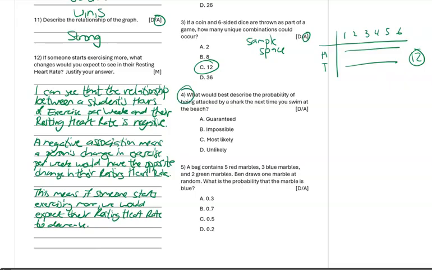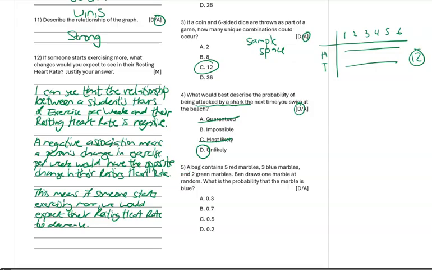Moving on to question 4, what would best describe the probability of being attacked by a shark the next time you go for a swim at the beach? So it's not guaranteed to happen. That's definitely not the case. It's not most likely. But in this case, it would be unlikely to happen. And if you got that, that was a developing. All right, moving on to question number 5.